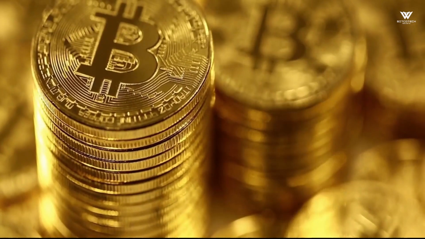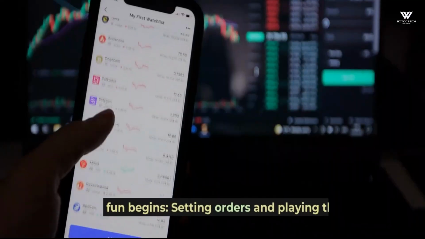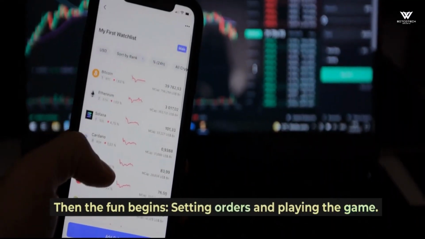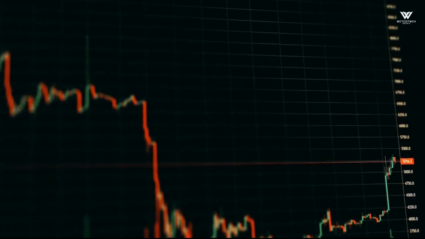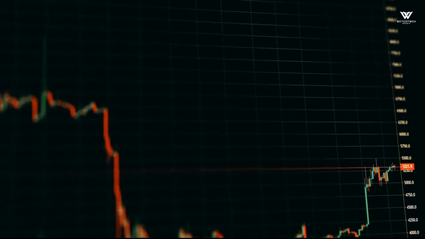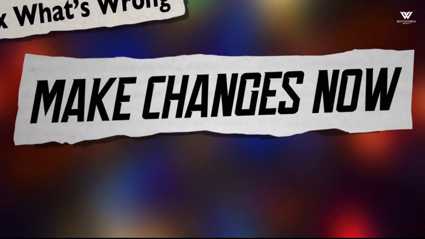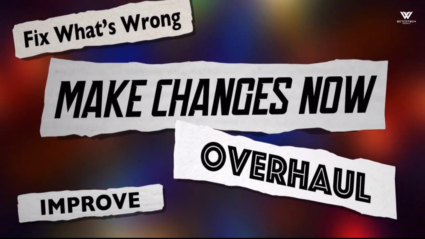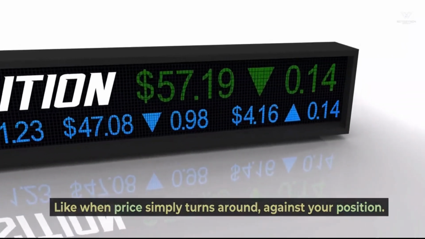If it's a Bitcoin or other crypto deposit, this step is again super fast. Then the fun begins, setting orders and playing the game. But crypto trading is not just about knowing how to set an order, getting a coin and waiting for the great profits crypto got famous for in the field of trading. You must have certain skills, a precise plan how to react to certain changes in price, like when price simply turns around against your position.